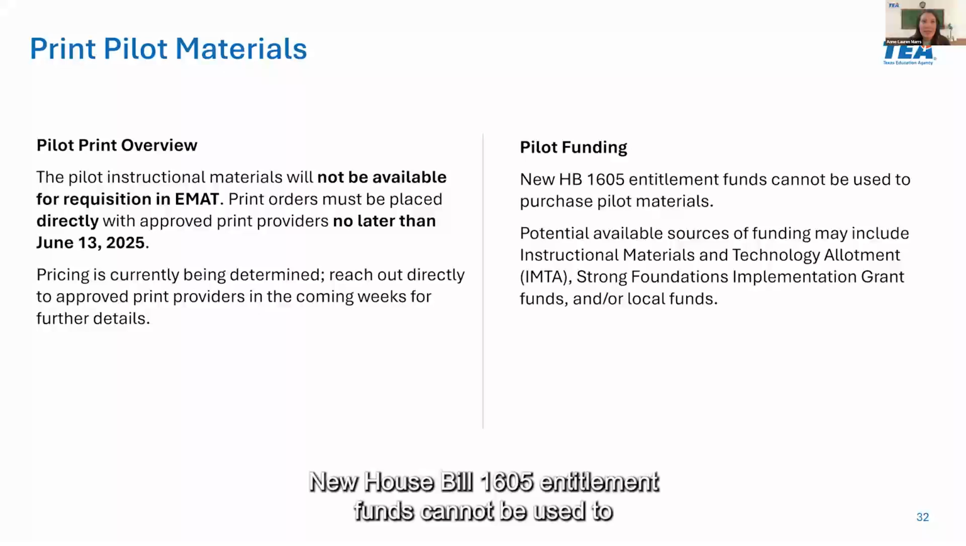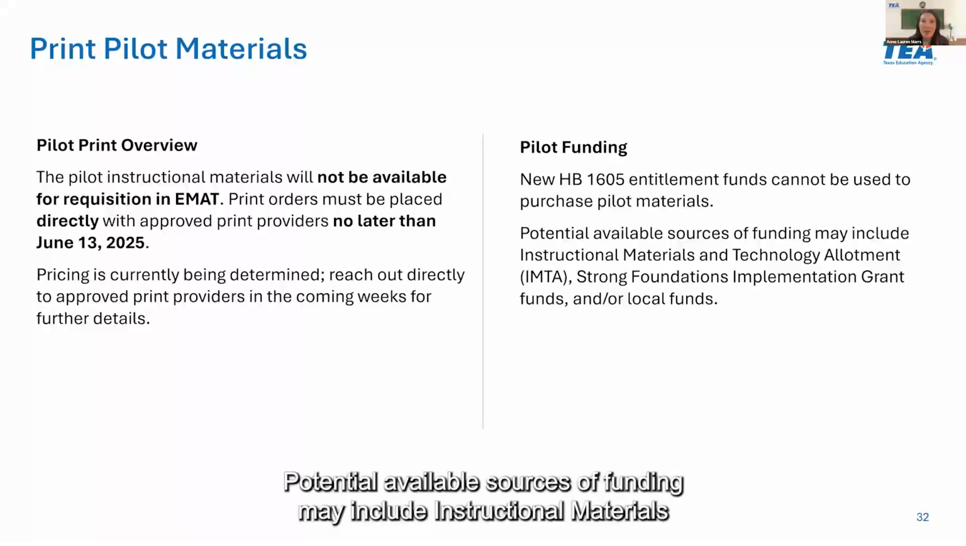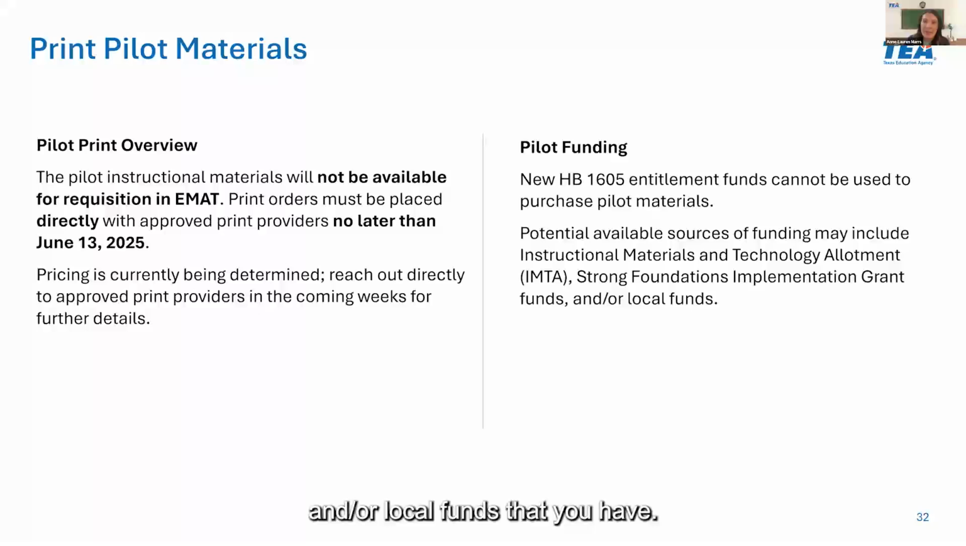New House Bill 1605 entitlement funds cannot be used to purchase pilot materials. Potential available sources of funding may include instructional materials and technology allotment, strong foundations, implementation grant funds, and/or local funds that you have.